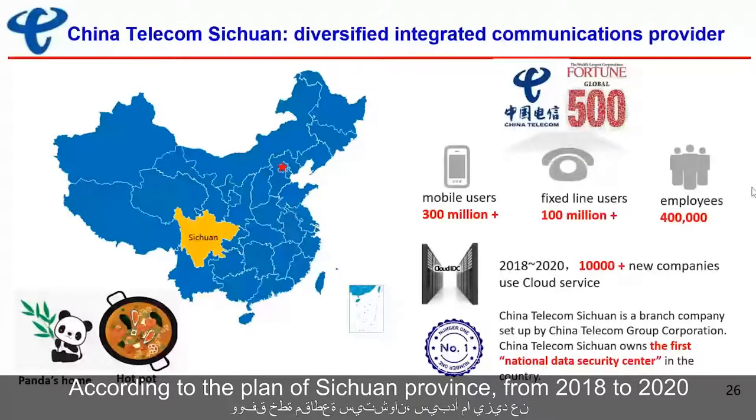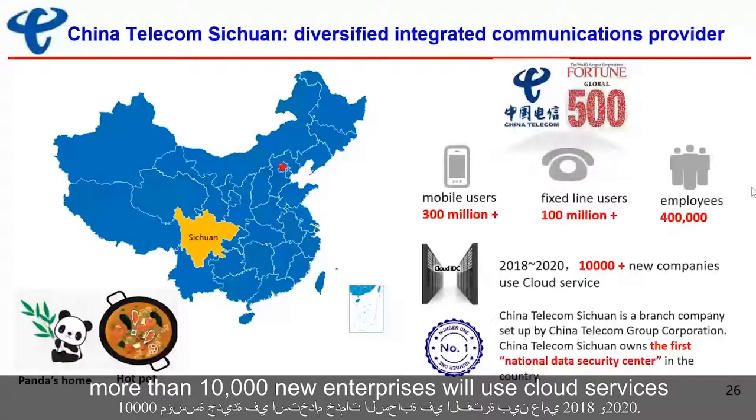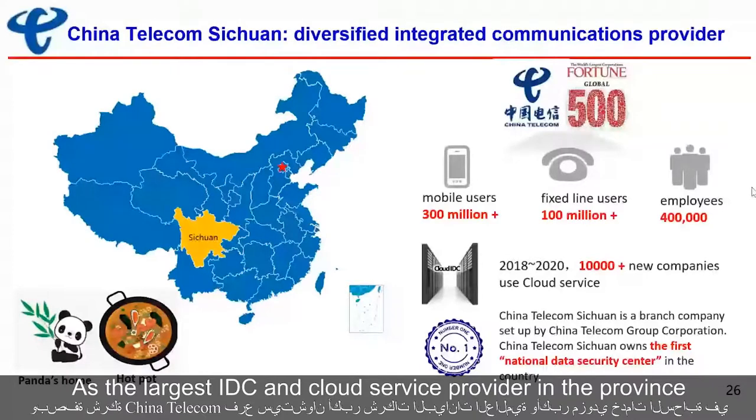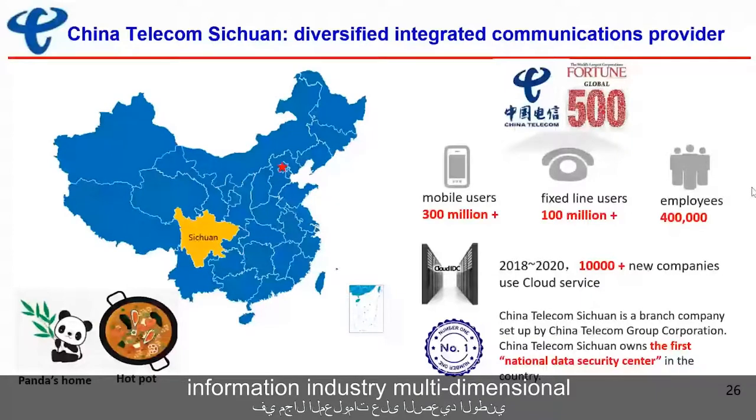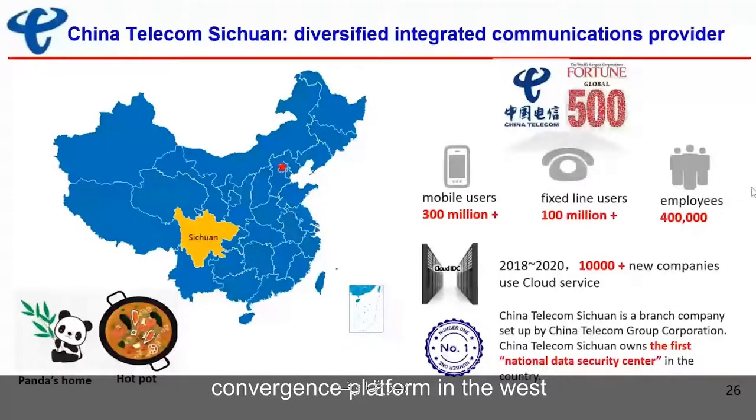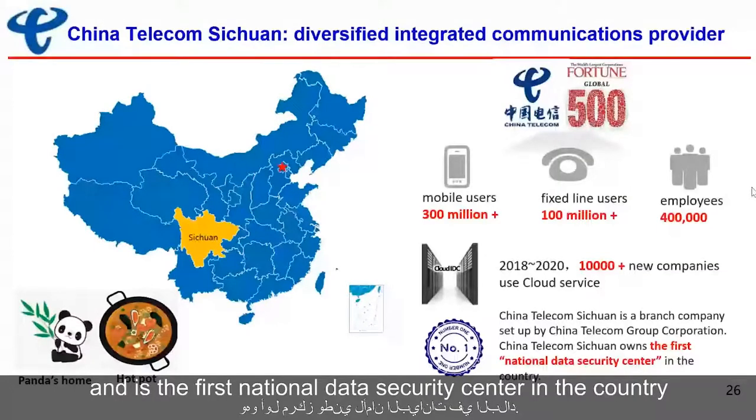According to the plan of Sichuan Province, from 2018 to 2020, more than 10,000 new enterprises will use cloud service. As the largest IDC and cloud service provider in the province, China Telecom Sichuan owns the largest national level information industry multi-dimensional convergence platform in the West, China West Information Center, and is the first national data security center in the country.